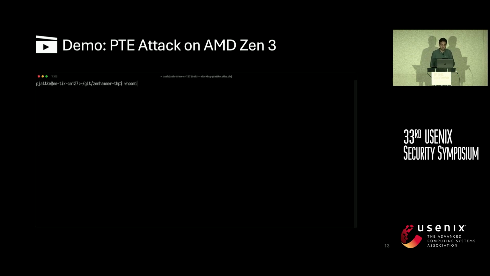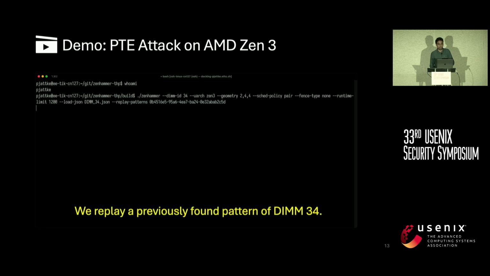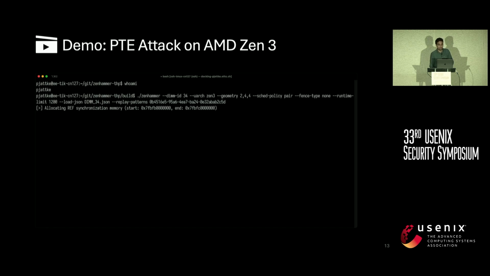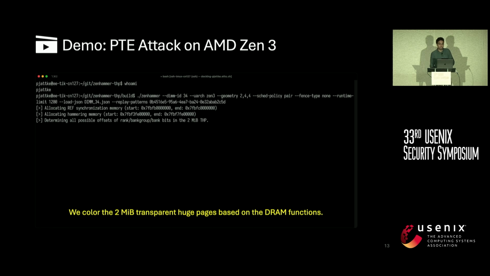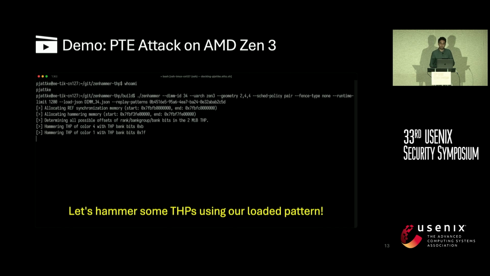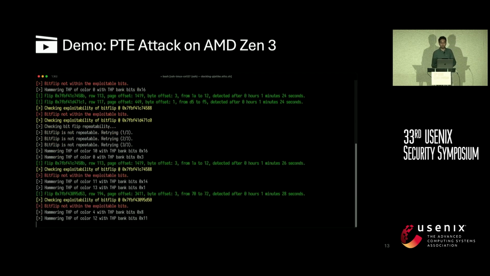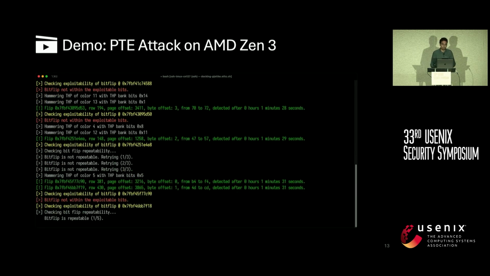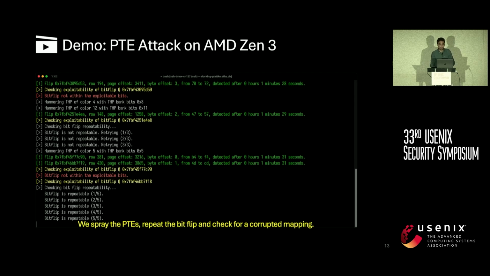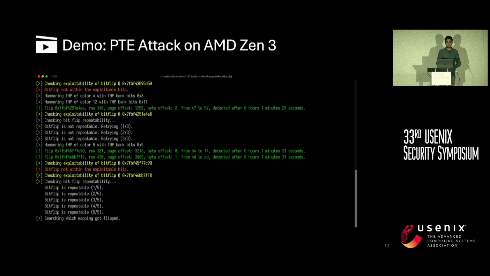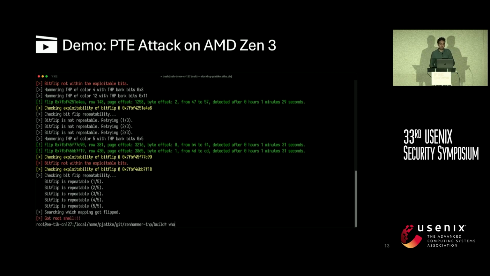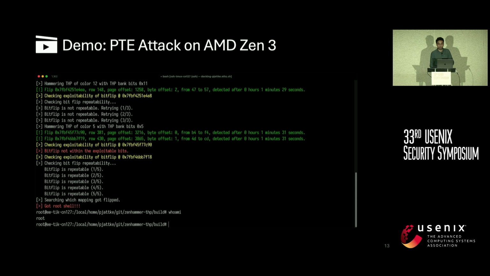So at the beginning, we just show that we are a regular user. Then we load a pattern that we found before during templating on the Zen 3 machine. We allocate different memory regions for the refresh synchronization and the hammering. Then we do the coloring, so we determine the DRAM address mappings within the transparent huge page bits, and then we start hammering. And every time we find bit flips, we check if the pattern is repeatable. And once we found a pattern that is repeatable 5 times, then we spray the PTEs, we repeat the bit flip, we check which of the mappings get corrupted, and then we open a root shell.